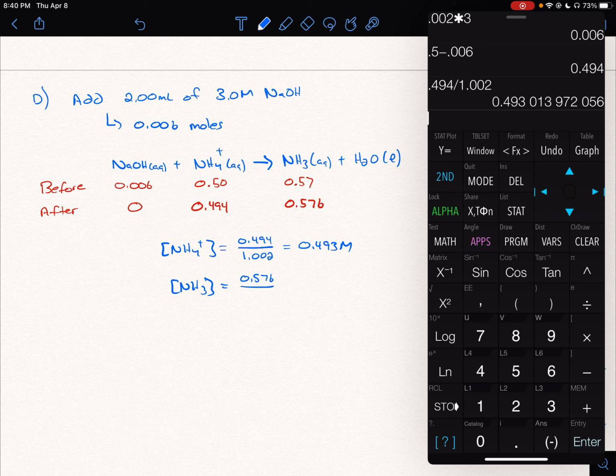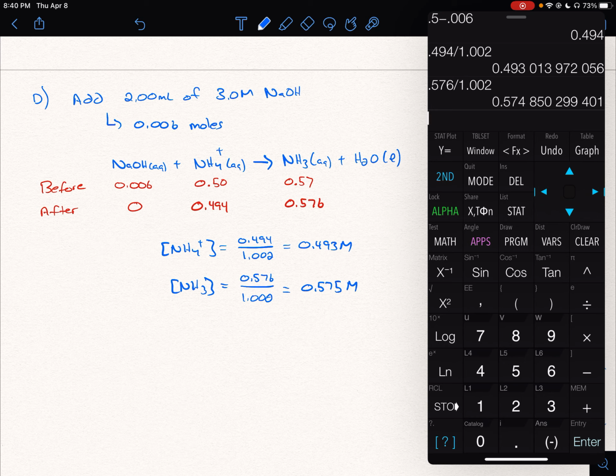And the concentration of ammonia is going to be 0.576 divided by 1.002, which equals 0.575 molar. So finally, we can come back to our Henderson-Hasselbalch: pH equals pKa plus the log of A minus over HA.